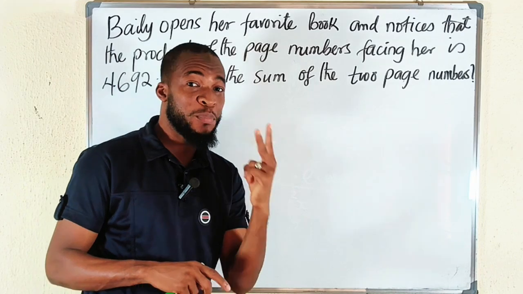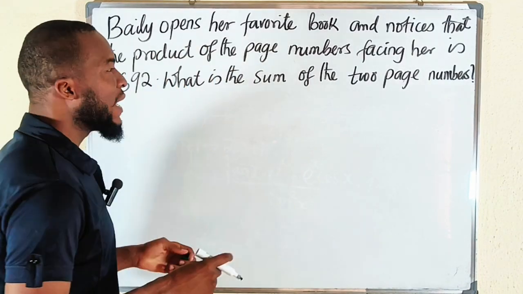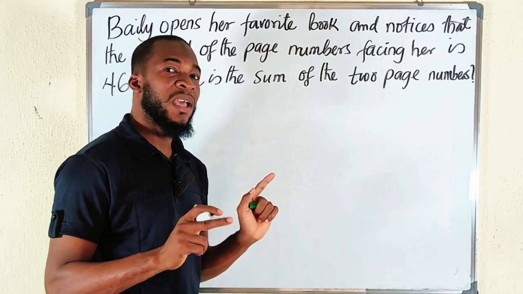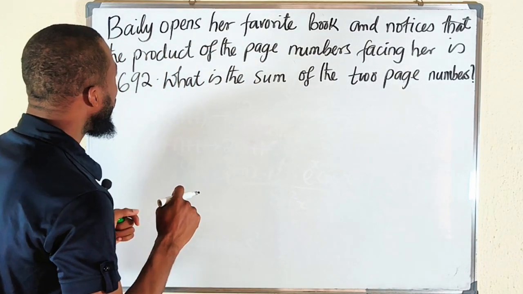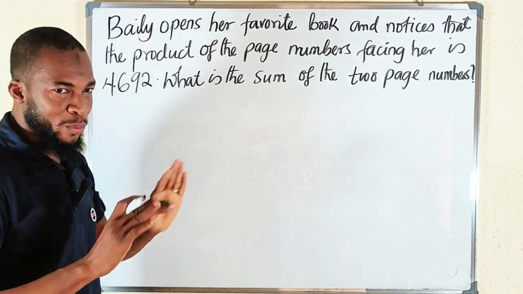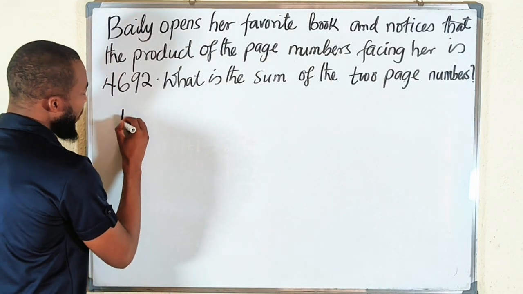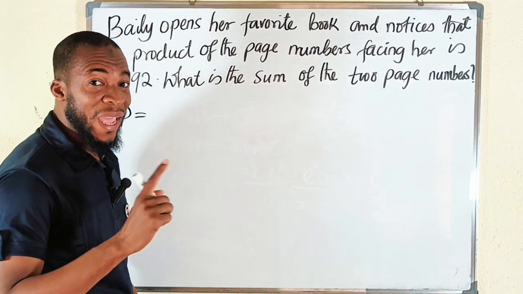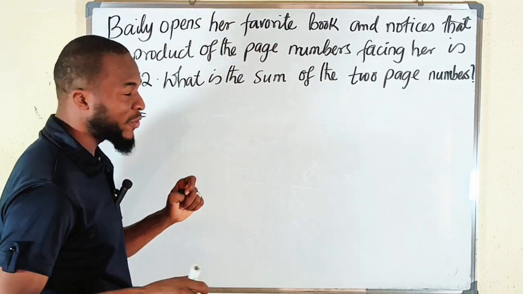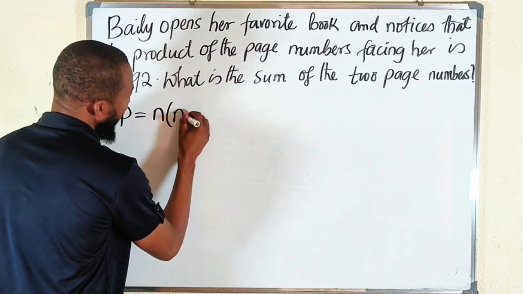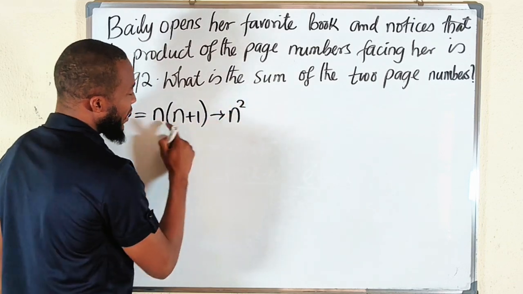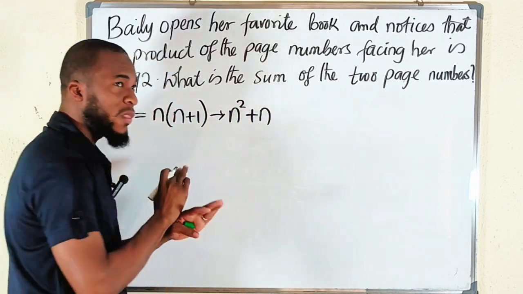So we're talking about two particular pages which we don't know actually. So we can declare their number with n and n plus 1 because they are consecutive. One is one greater than the other. So let's declare the product with p. Though I know it is 4,692, but for now let us declare it with p. So p will be equal to what? N times n plus 1, because I told you one page number is n and the other one is n plus 1. So n multiplied by n plus 1, which implies by expansion n times n will give us n squared, then n times 1 will give us n. We are done with the product.